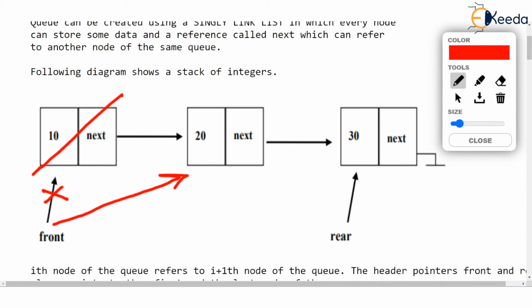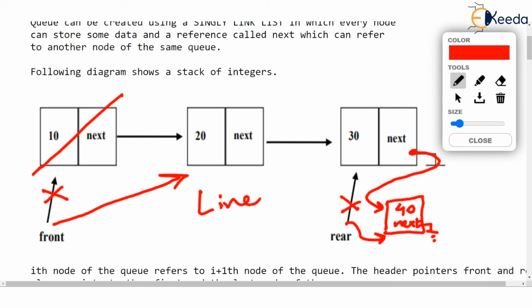And what if we want to insert a new node? Say 40 we want to insert, correct? Which has next, of course. Then the next of 30 will no more be null, but it should point to 40, and 40's next should be null, isn't it? But what happens to rear? Rear points to 40 now because this is the last node. So are you seeing how rear also advances linearly, one by one, one after the other? So hence it is called a linear queue.